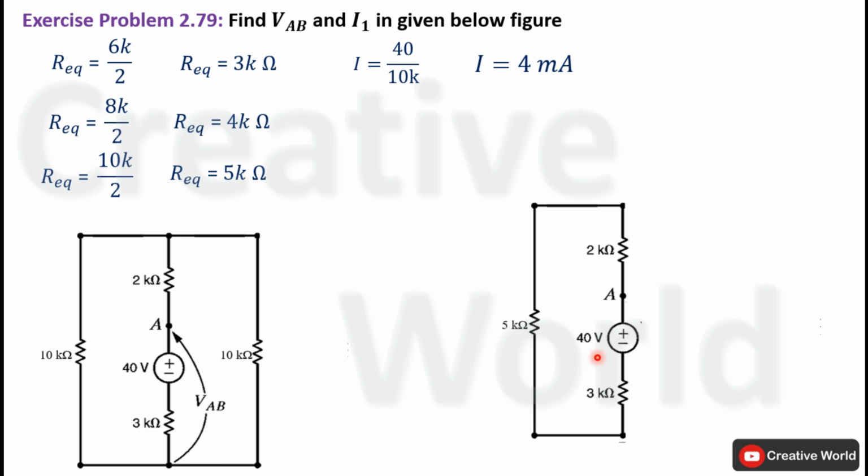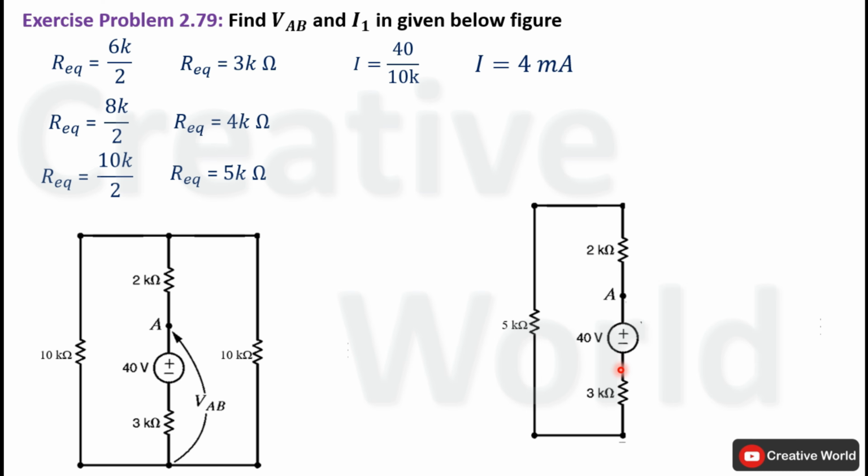In this network, total supplied current is 4 milliampere, which is being supplied through this voltage source. The direction of current will be counterclockwise, leaving from the positive terminal and entering the negative terminal of this voltage source.